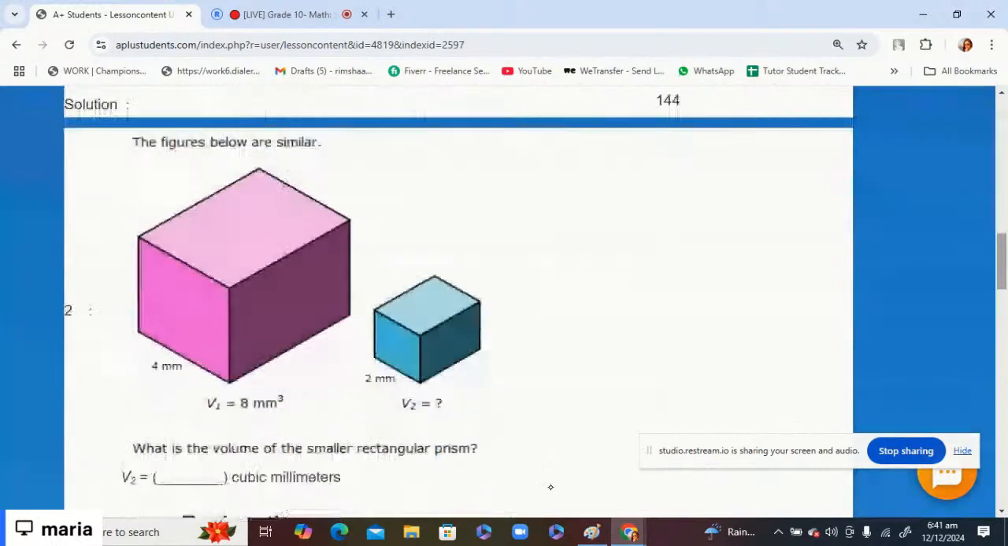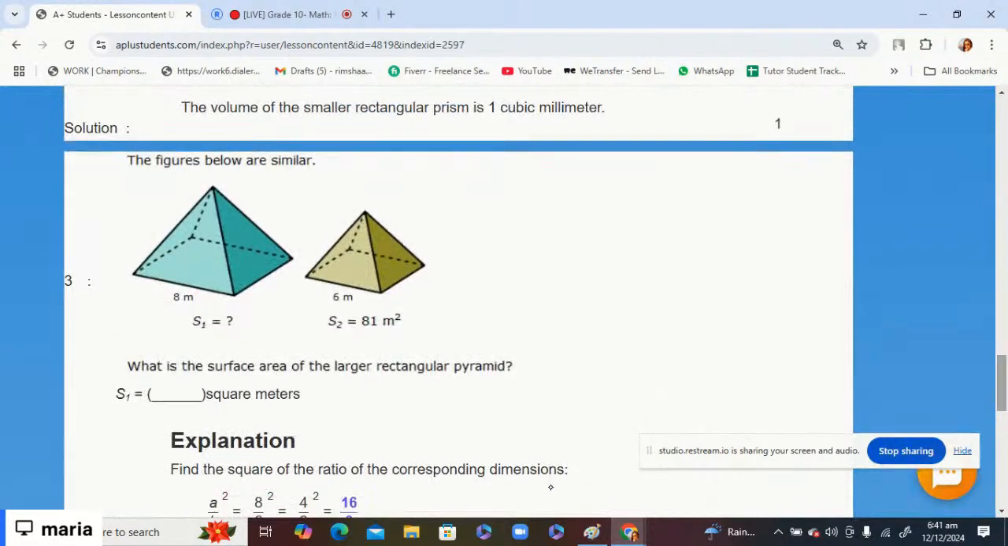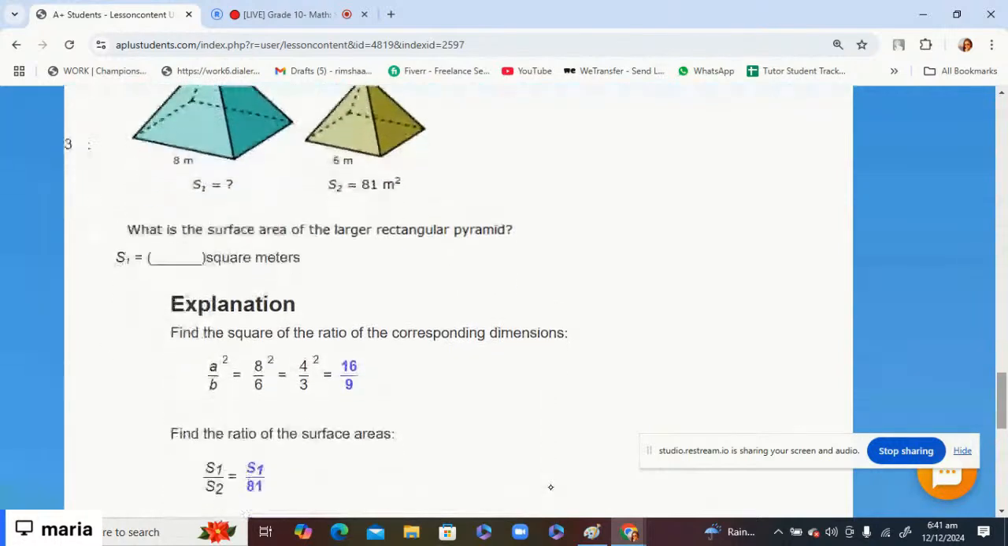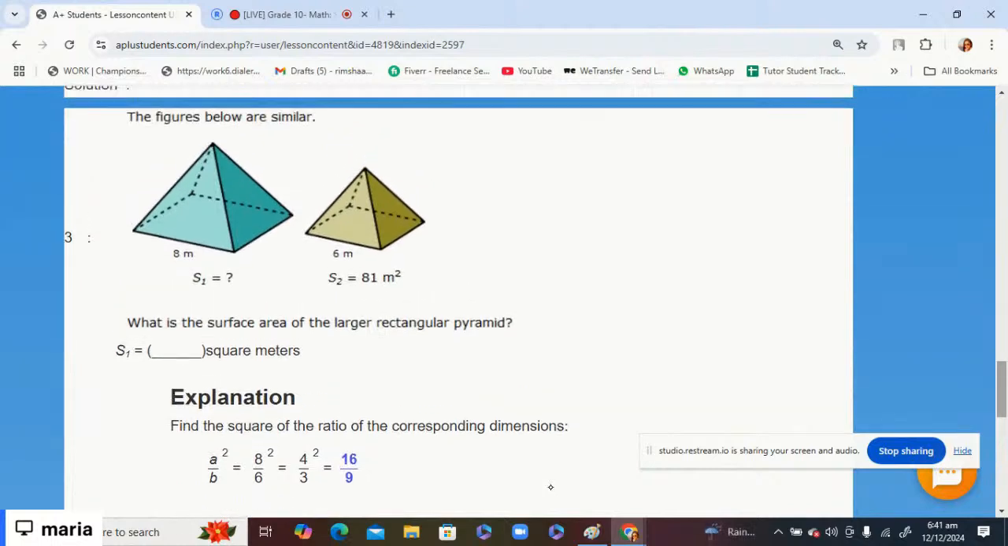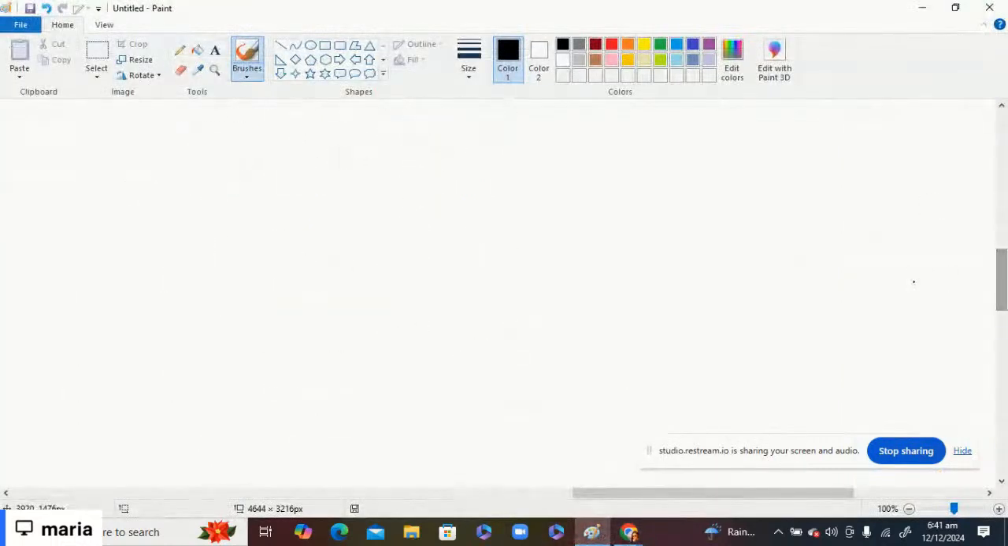Let's do this one. Look at here. Now surface area of S2 is given. S1 is missing. Both the things are given, 8 over 6. We are going to take the square of the 8 over 6. Then we are checking it out. 4 and 3. Like look this way. Finding it out then.